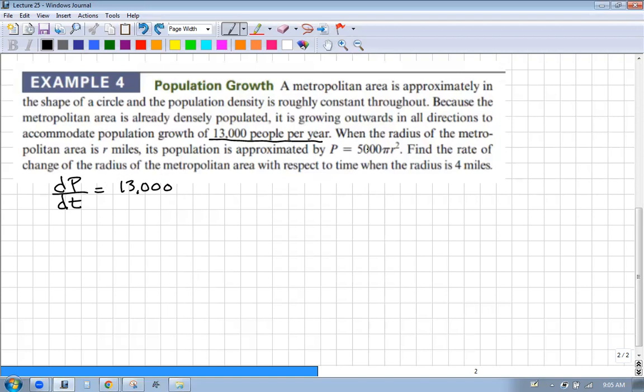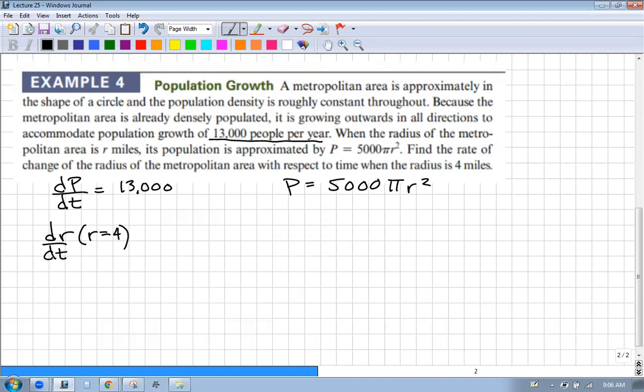Okay. When the radius of the metropolitan area is R miles, its population is approximated by this function. So we have population approximated with this function. Find the rate of change of the radius with respect to time when R is 4. Okay.